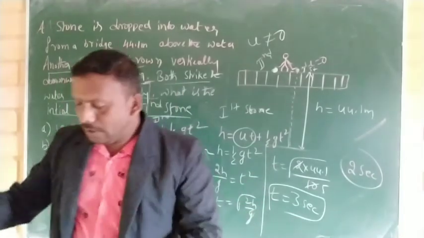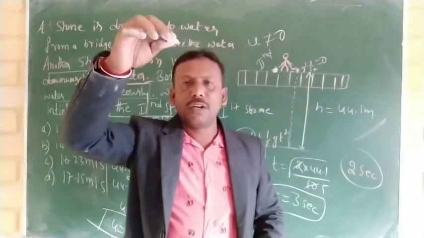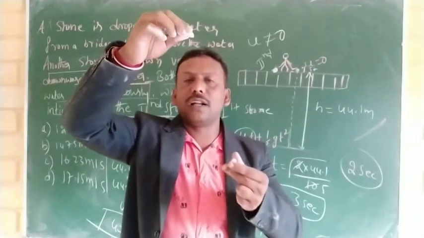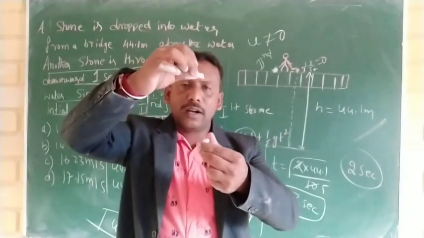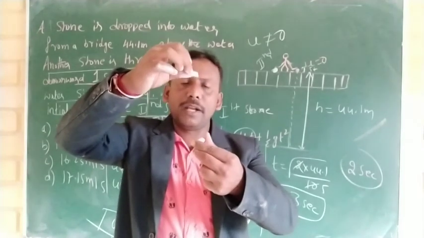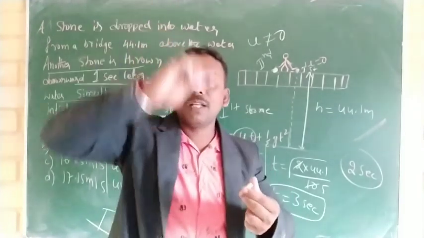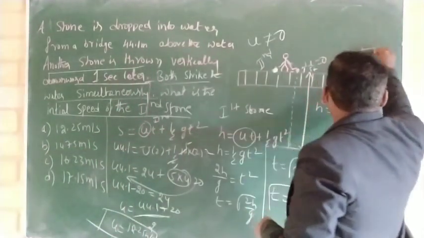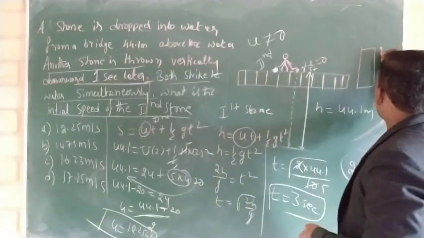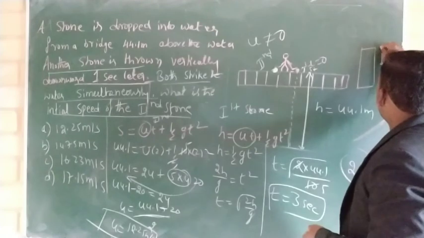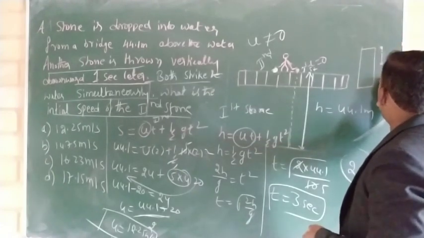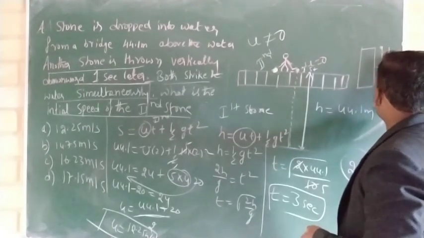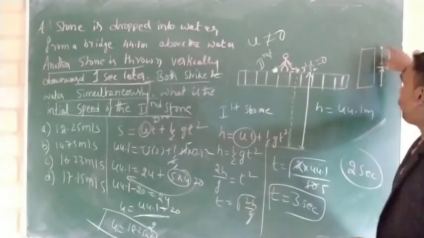One ball is dropped from the tower, another ball is thrown upward from the surface of the tower. They will meet at a point P. The point P is at a distance H from the top of the tower.